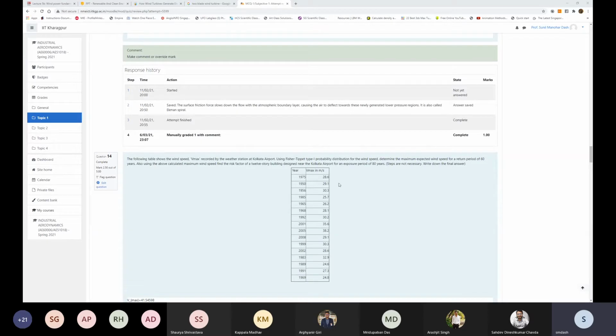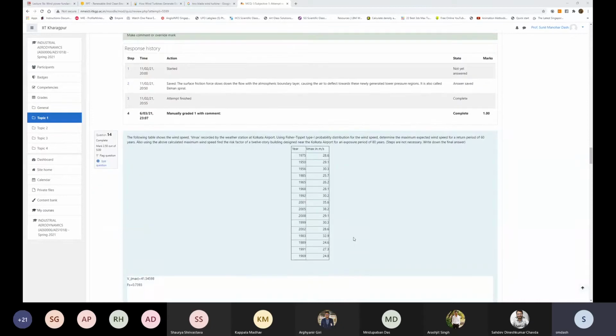So this is the table, it is given to you, and from that you need to find out the Gumbel variate, right? If you rearrange this in increasing order, then find the Gumbel variate, and if you plot them, you can do a best fit curve, and that will give you alpha and beta, or 1 by alpha and beta, from the plot itself. Using that information you can find out what will be the maximum wind speed for this particular return period of 60 days.